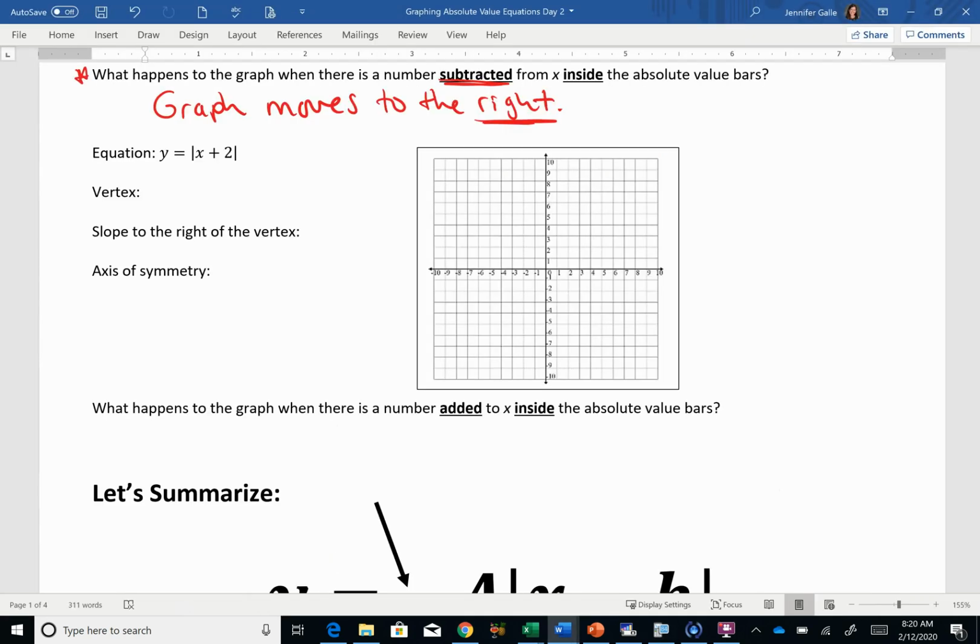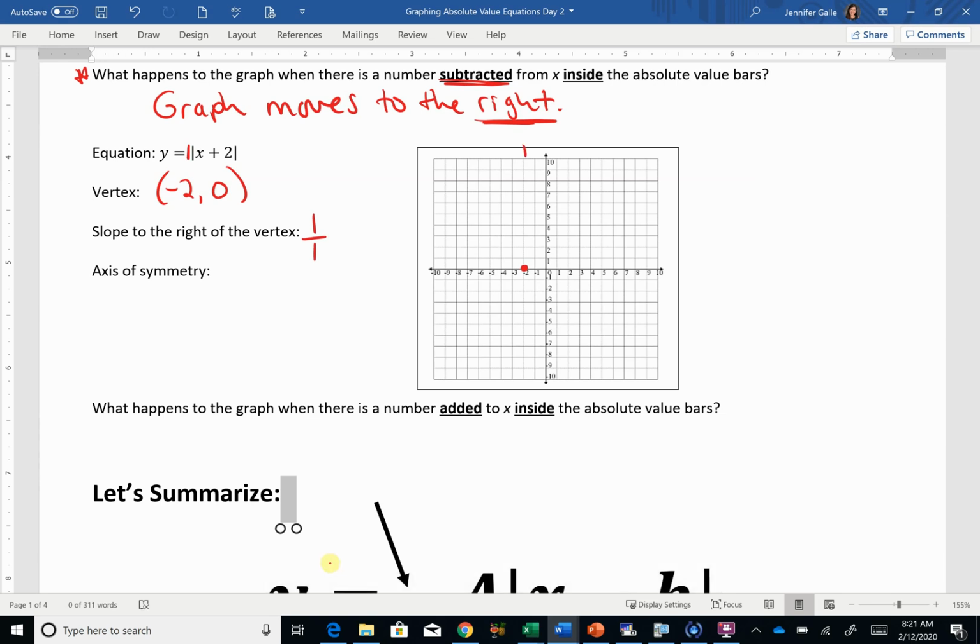So let's go ahead and transfer this information over to our sheet. We went to the left 2. That's our new vertex point. So that vertex point is -2, 0. The slope piece, we don't have a number in front of those absolute value bars. You can put a 1 there if you need to help you find that slope.